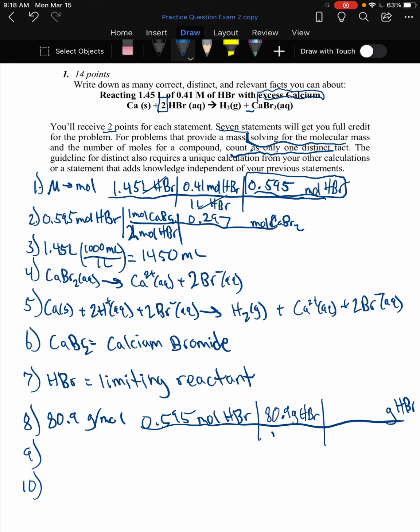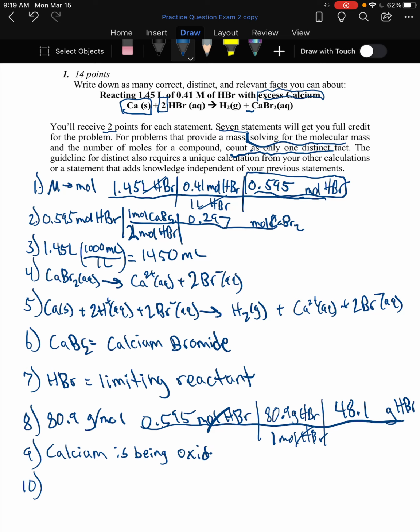So these are just some additional examples that you can use in order to satisfy all these distinct and relevant facts. There are a variety of others as well that you could use. So for example, just off the top of my head, you could say in this problem that calcium, because it's just in its solid state, is being oxidized.